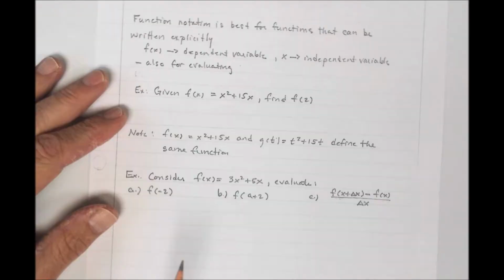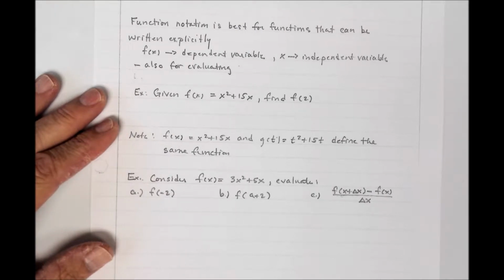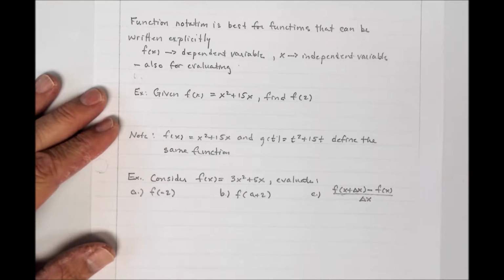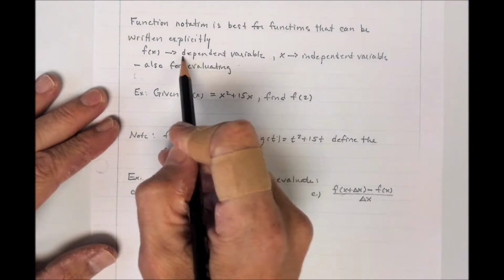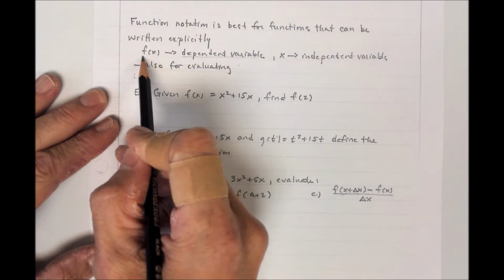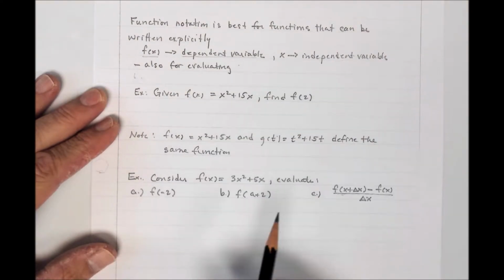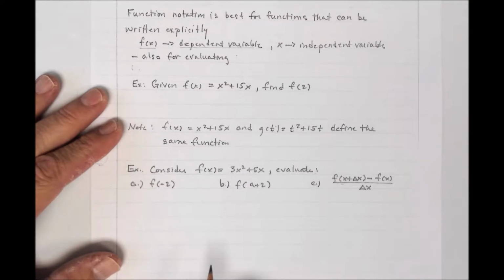Function notation is best for functions that can be written explicitly, because then we can isolate the y. f of x would be the same as y. It would be your dependent variable. f is the name of the function, but f of x is the actual y value. And x, of course, is the independent variable. Also nice for evaluating, as I mentioned before.